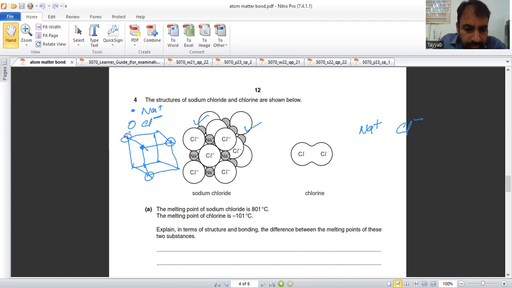Means each sodium ion is bonded with 6 chloride ions. This is a part of your syllabus. You should know this. The crystal lattice structure, hope you are clear with the crystal lattice structure.